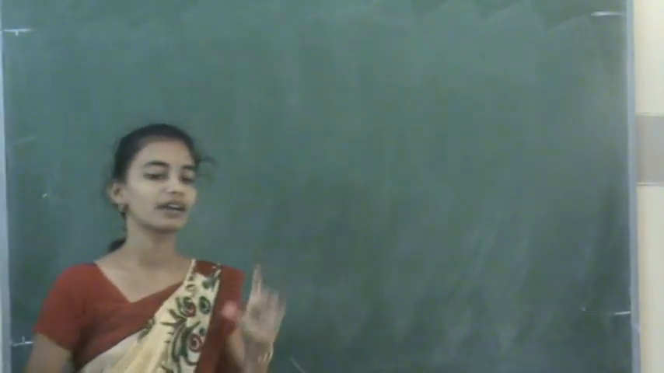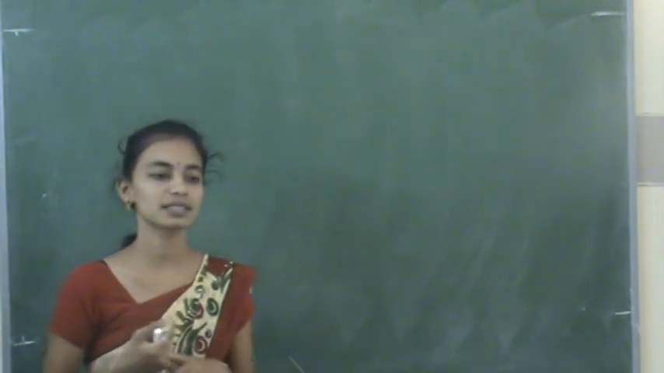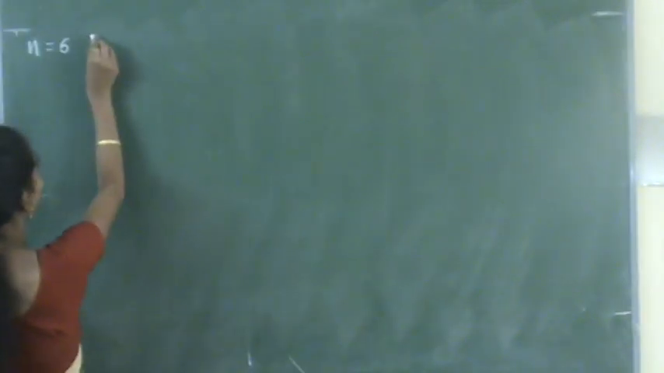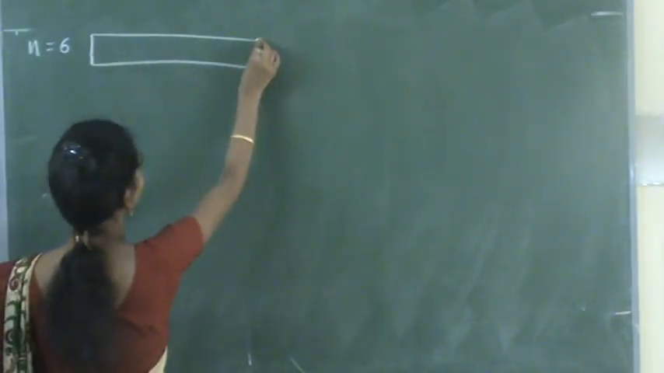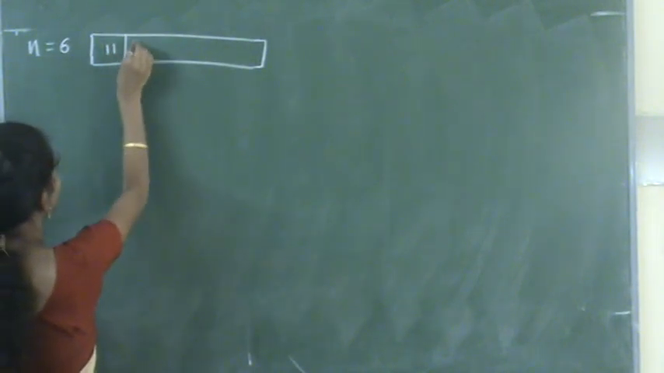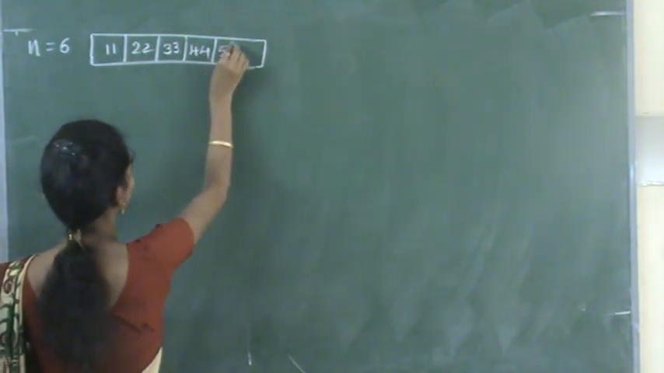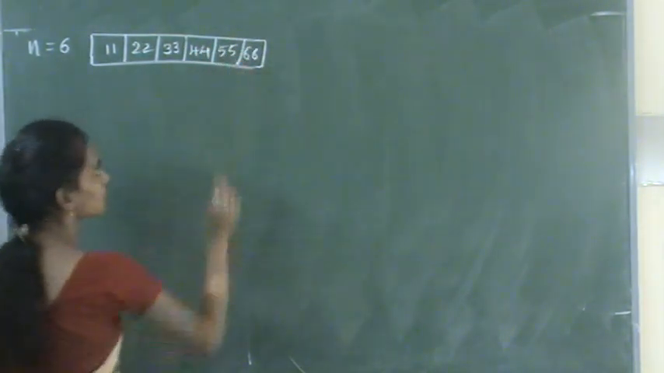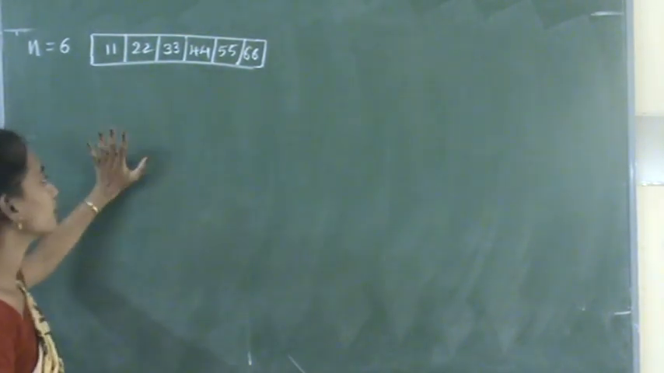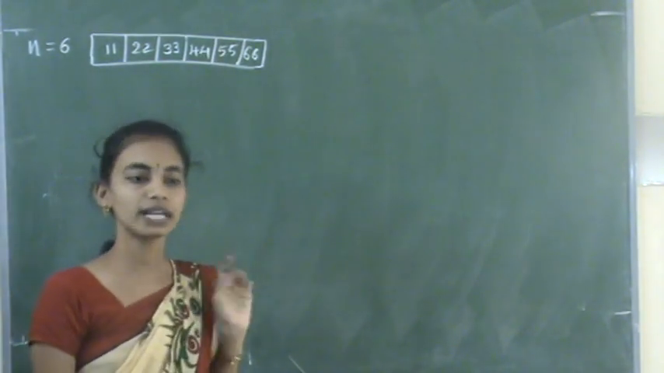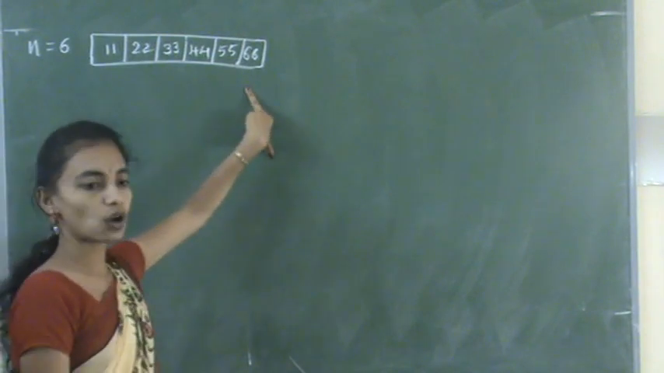So in the last class we studied binary search, right? In this class we will study how to apply the binary search method to an array. Suppose we consider this array for binary search. We know that for binary search the array should be in sorted order, and now it is in sorted order.